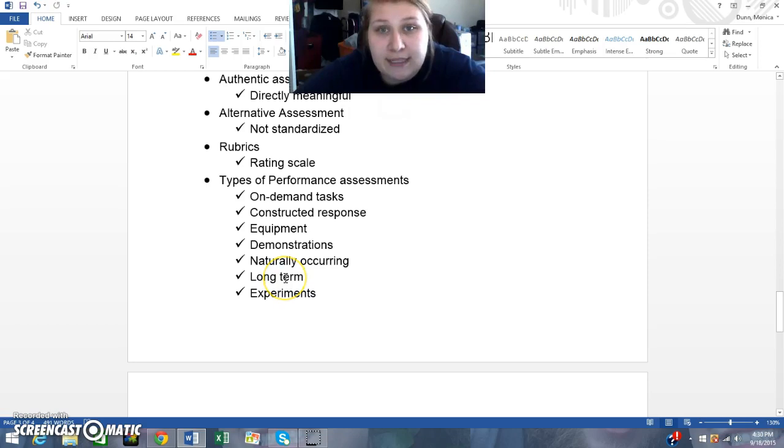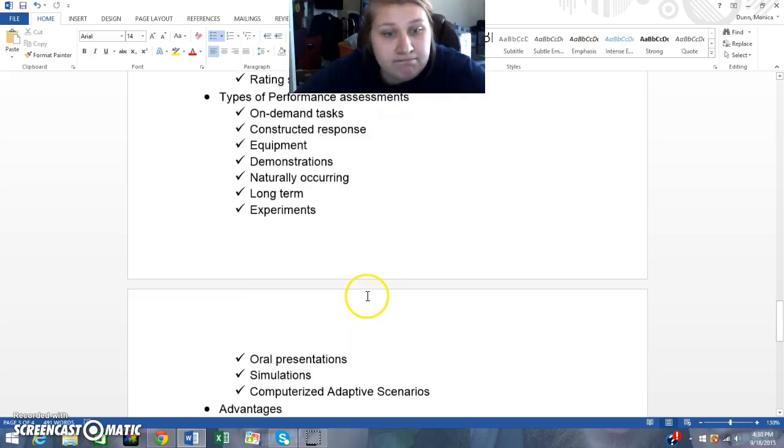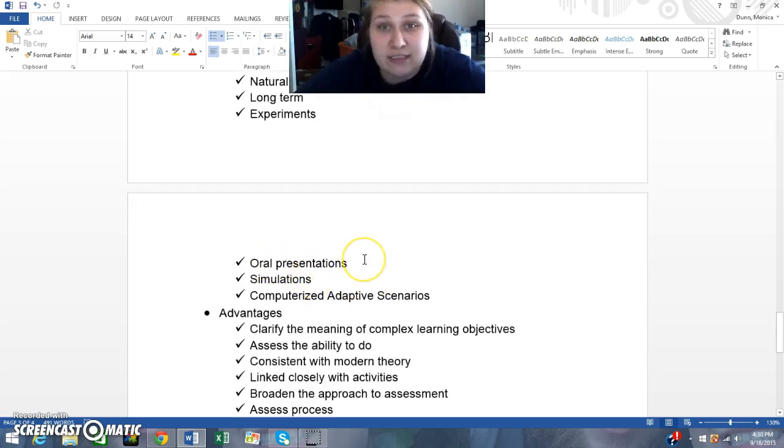There's long-term assessments, like maybe a research paper or a research project. There's experiments. There's oral presentations, maybe a speech or a skit. There's simulations where the environment is controlled and you see what they do in that controlled environment. And then there's also computerized adaptive scenarios where when they click on one thing or they make one decision, it depends on where they go, like what the next step is.